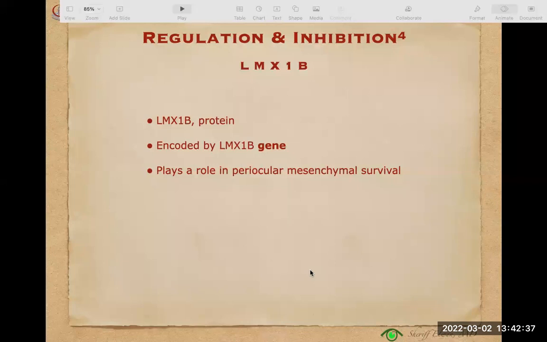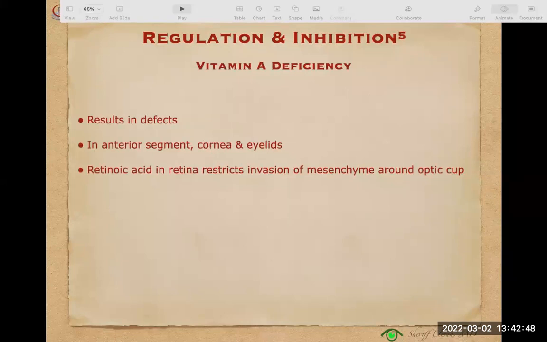It's not the globe, in the development of the periocular mesenchyme that develops the extraocular muscles, the rest of the blood vessels, as well as the orbital structures. And finally, we have vitamin A deficiency that may result in defects in the anterior segment, cornea and eyelids, and the retinoic acid in the retina restricts the invasion of the mesenchyme around the optic cup.